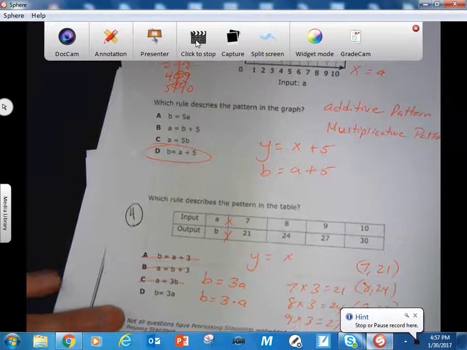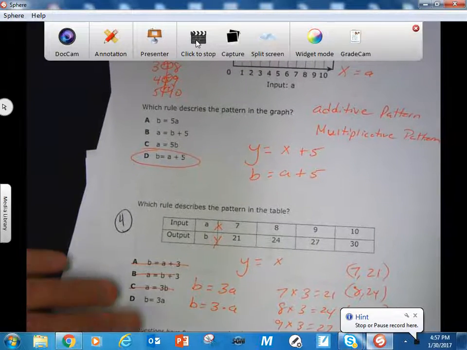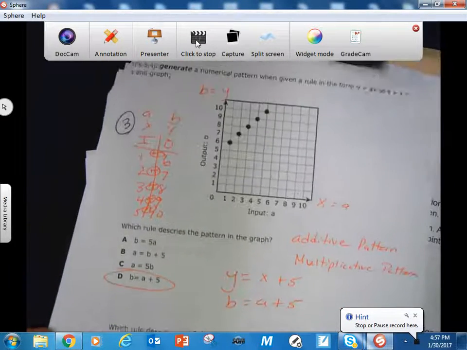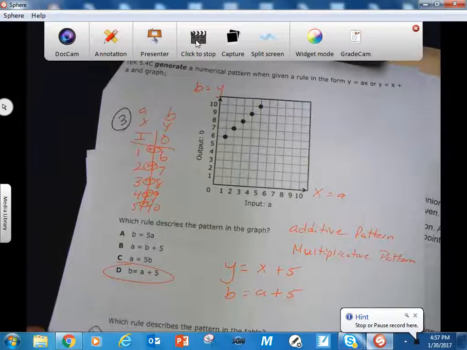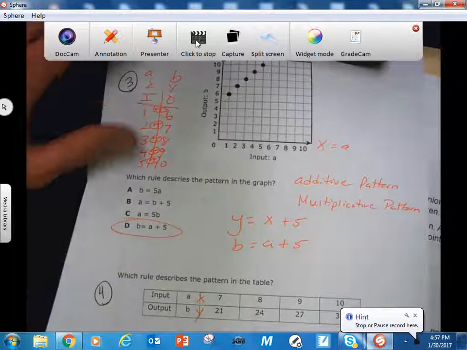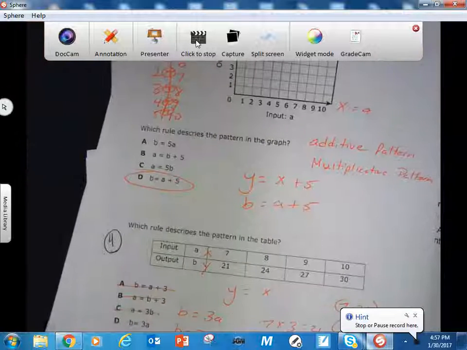And that's how we do our input and output. So we can graph our data, our coordinate points, and it can also help us find our pattern for these coordinate points.